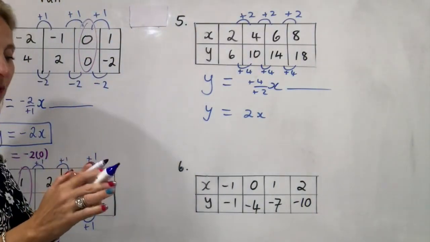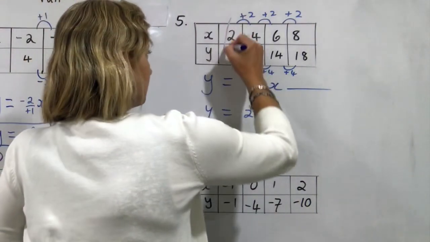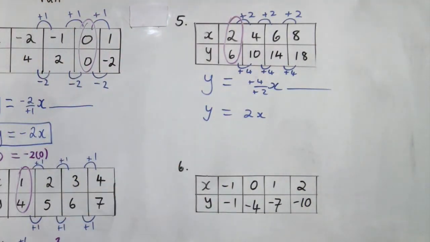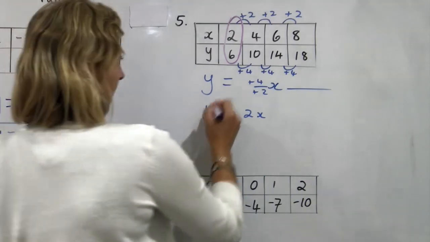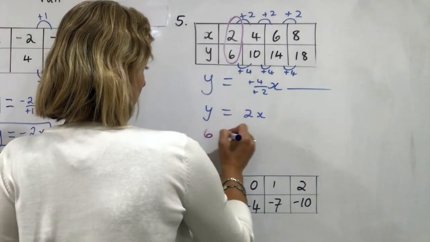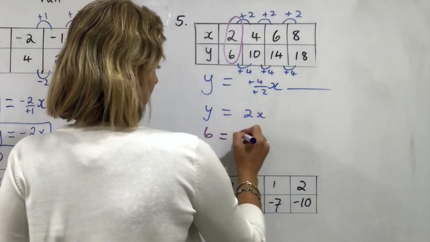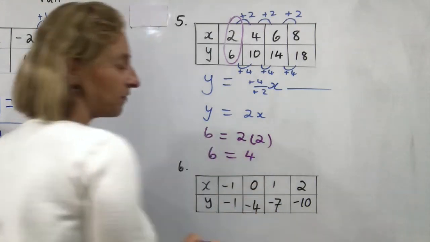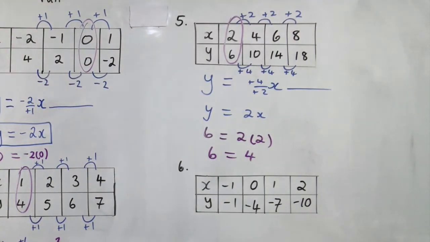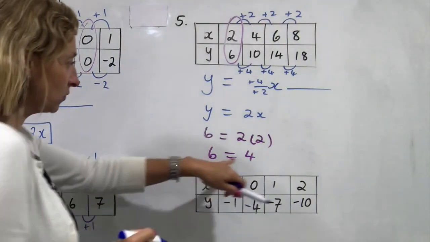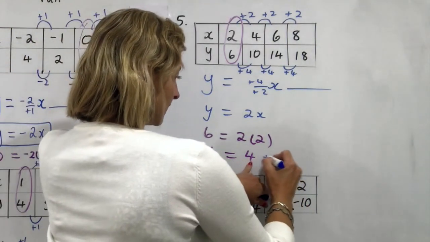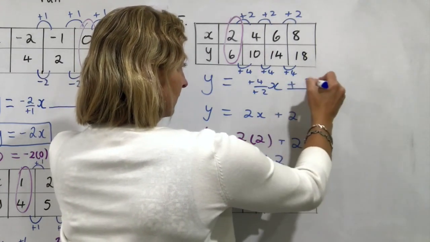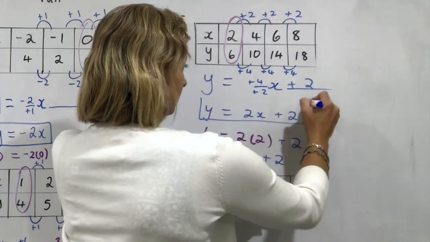Now we pick a pair. I like to pick the smallest one. Remember, there's no reason apart from the fact that I just like the smaller numbers. I have y equals 6 and x equals 2. So I have 6 equals 4. Obviously 6 doesn't equal 4. What do I need to do to the 4 to make this statement correct? I need to add 2. So I need to add 2 all the way up, and that becomes the equation of my line.